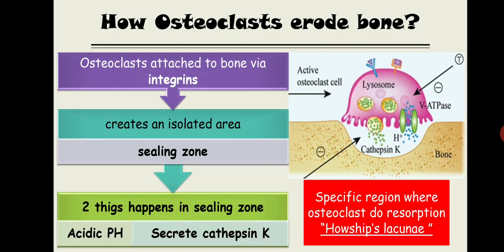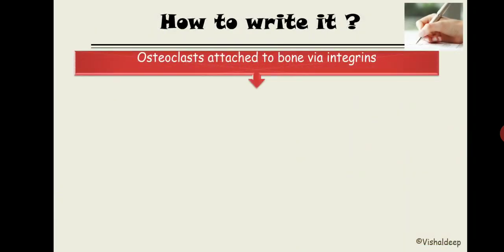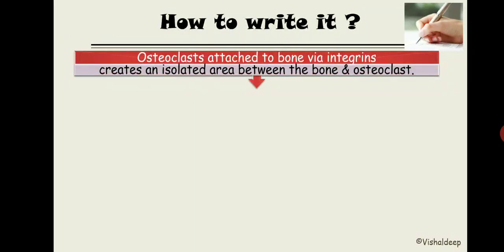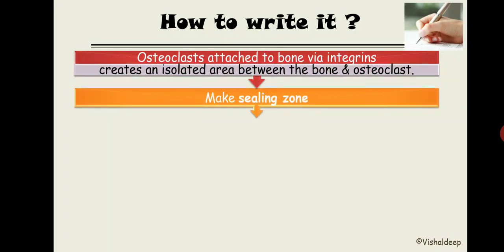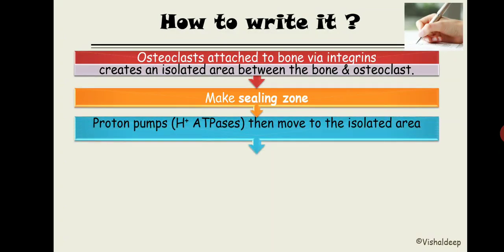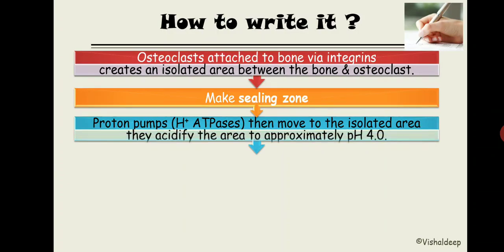Got it? Now here's the thing: how are we going to write in the exam how the osteoclast erodes the bone? Starting from the top, the osteoclast is attached to the bone via integrin. It will create an isolated area between the bone and osteoclast and make a sealing zone. You can also mention Howship's lacunae over here, and then the hydrogen ATPase pump will be translocated over the isolated area and make the area acidic, approximately up to pH 4.